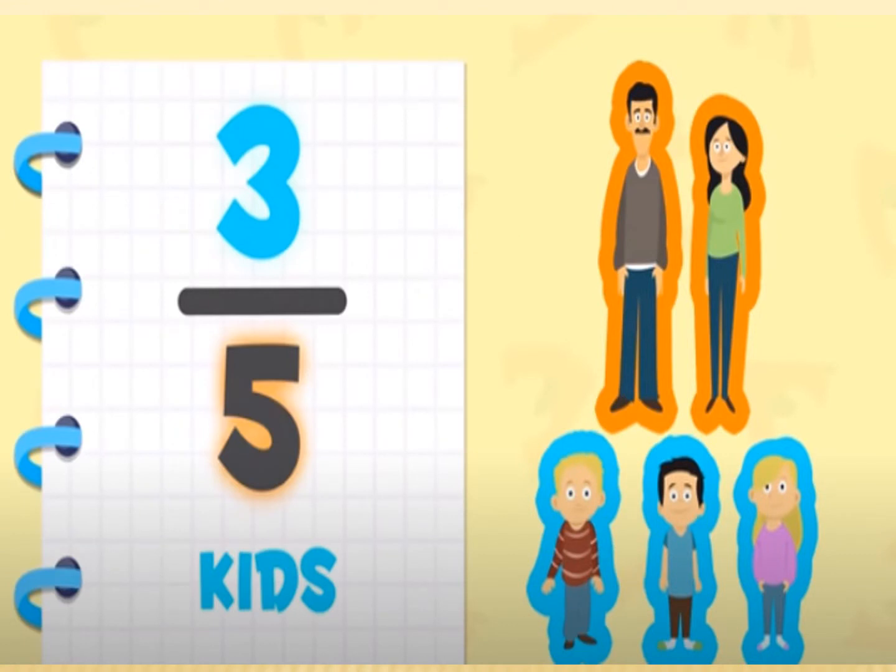Now we should write the fraction that represents the kids. Look at the kids. How many kids do you see? Amazing, there are 3. So we have to write 3 up as a numerator. Now look down. Down we should write the whole number. The whole number here is 5, so we should write 5 and the fraction should be 3 over 5.